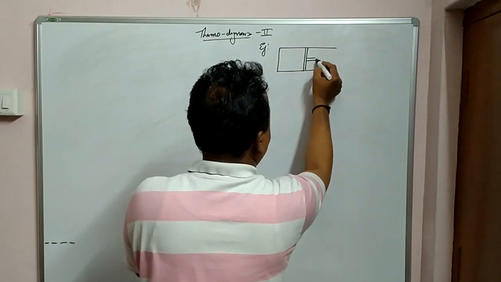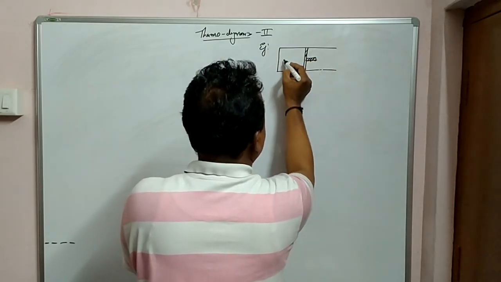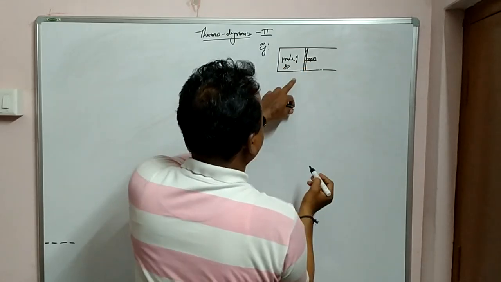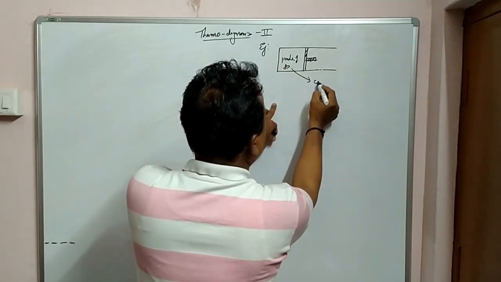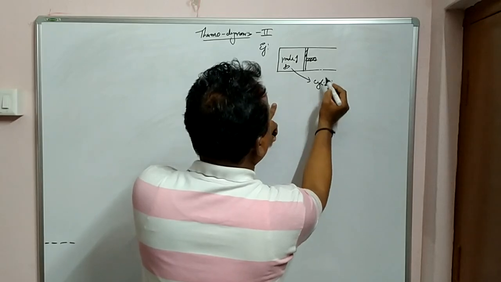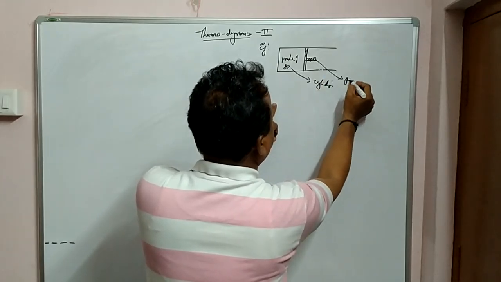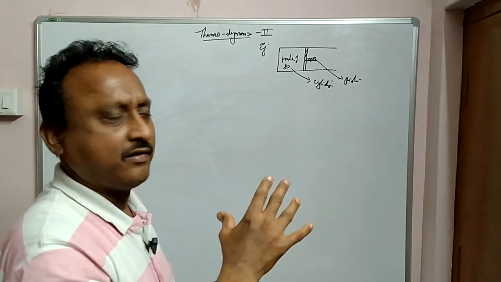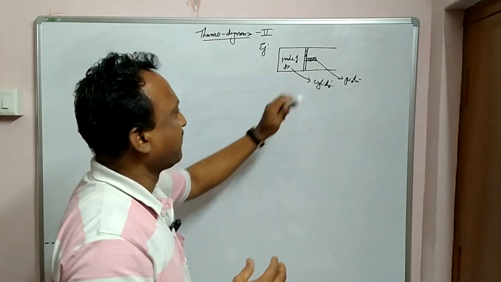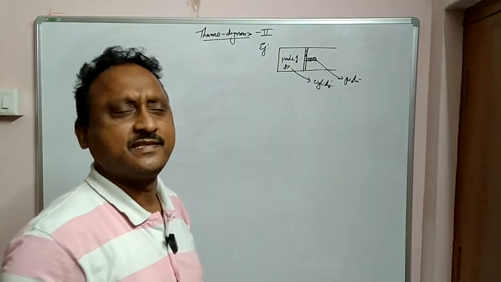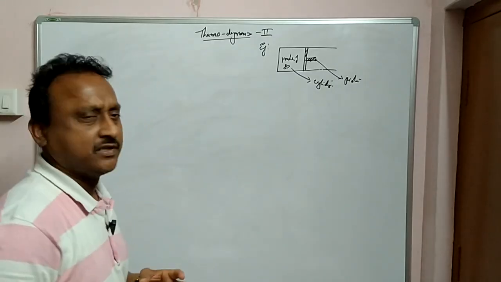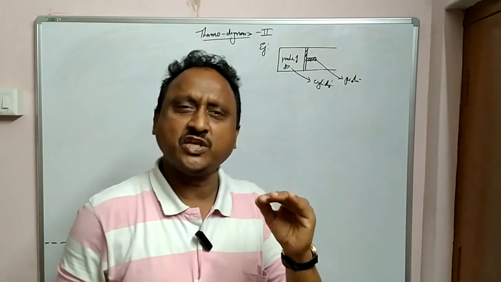This is the piston rod. For example, 1 mole of gas. This is a cylinder, and this is the piston. When the piston is slowly moving from one place to another, 1 mole of gas is taken in the cylinder. Slow process. So the isothermal process is a very slow process.